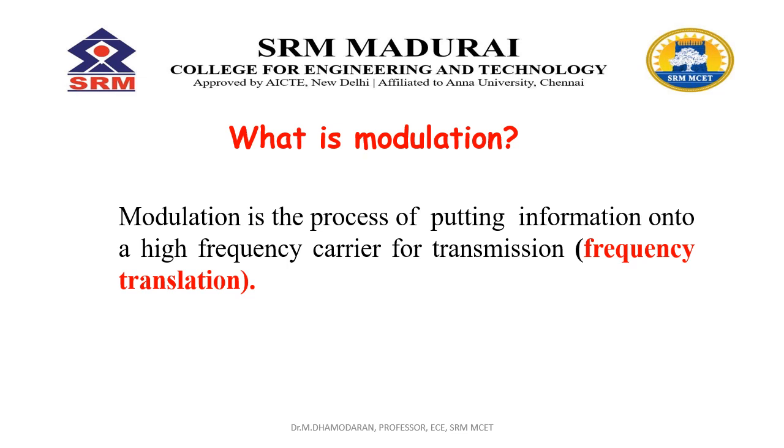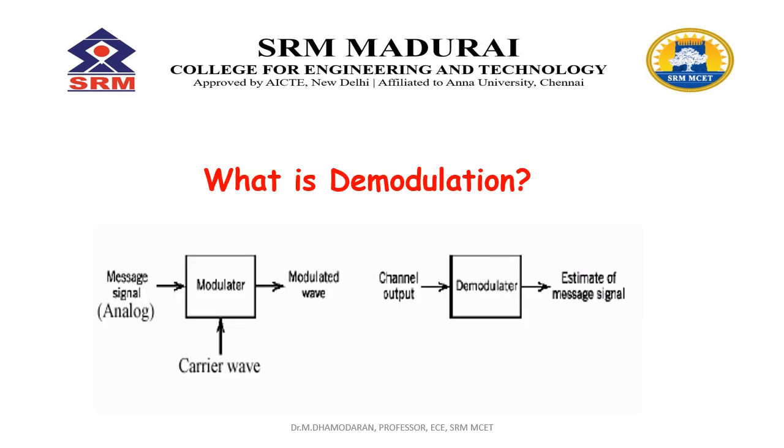Modulation is the process of putting information onto a high frequency carrier signal for transmission. Another name for modulation is frequency translation. Modulation is very important for transmitting the signal. If the frequency is low, we cannot transmit the signal, so we go for modulation. Demodulation is the reverse process of modulation.